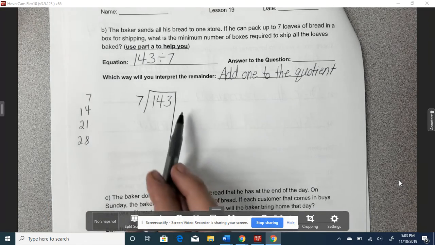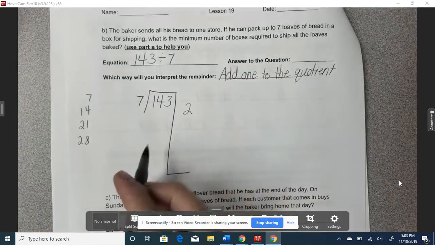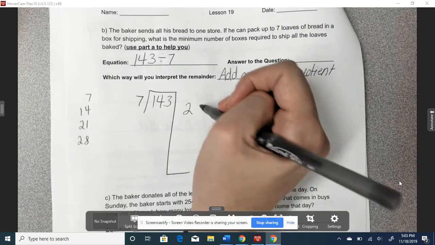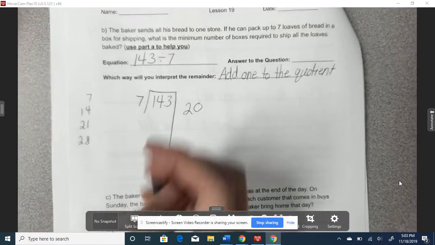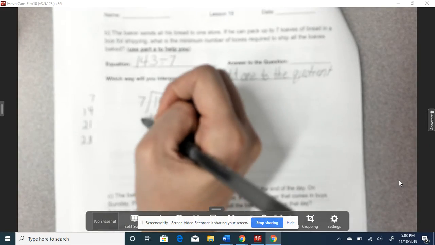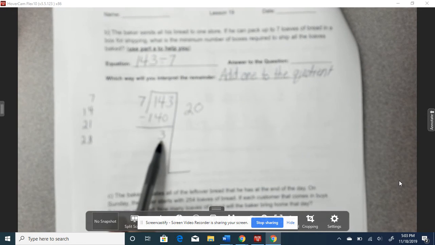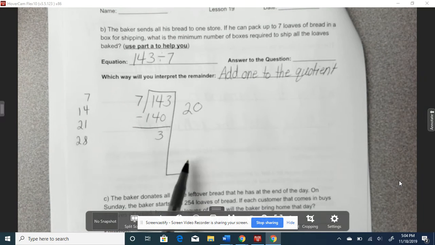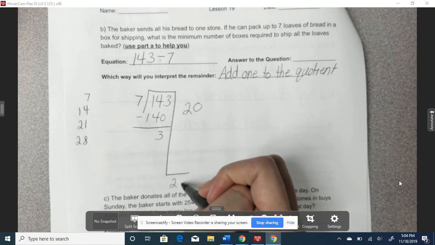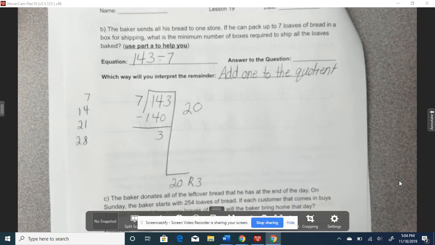So I know I'm going to be putting 2 over here. Oh, but that was 14 tens. So I'm putting this as 2 tens, which is the same as 20. 7 times 20 is 140. Subtract, we have 3. We can't split 3 into 7 groups. So this is our remainder. So here, oh, that's easy. We just have to add 20 to itself. So it's 20, remainder 3.